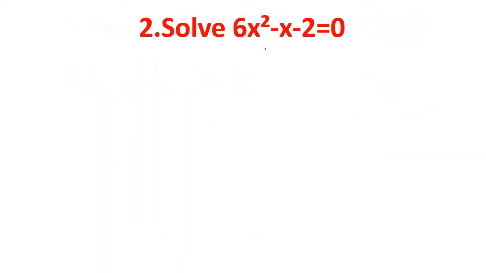Solve 6x square minus x minus 2 is equal to 0. Now let us split this middle term into two factors. How to split this middle term into two factors? Let us multiply the coefficient of x square, which is 6, and the constant, which is minus 2. So 6 into minus 2 is how much? It is nothing but minus 12.